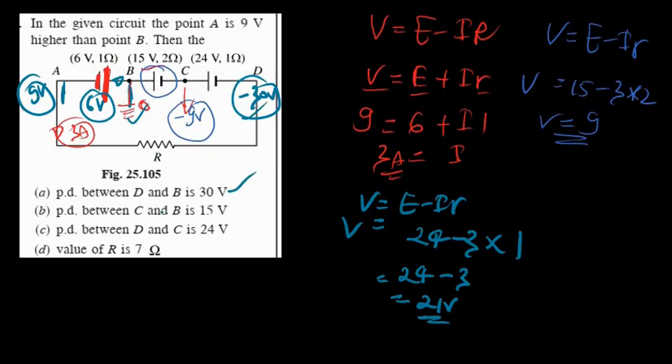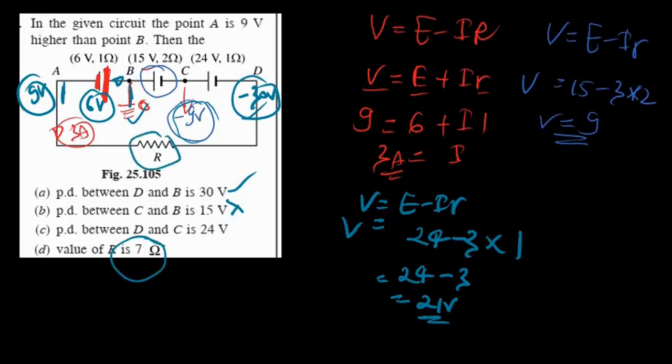Potential difference between C and B is 15. C, of course, is minus 9 and B is 0, that's wrong. And again the other one, 24, that's wrong. You can see that, and they are asking us to find the resistance R.